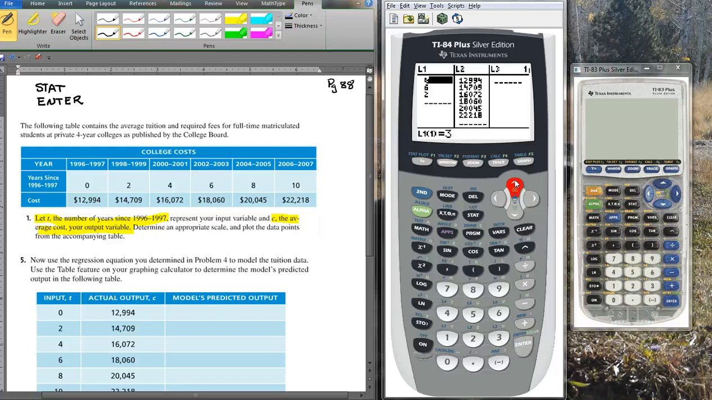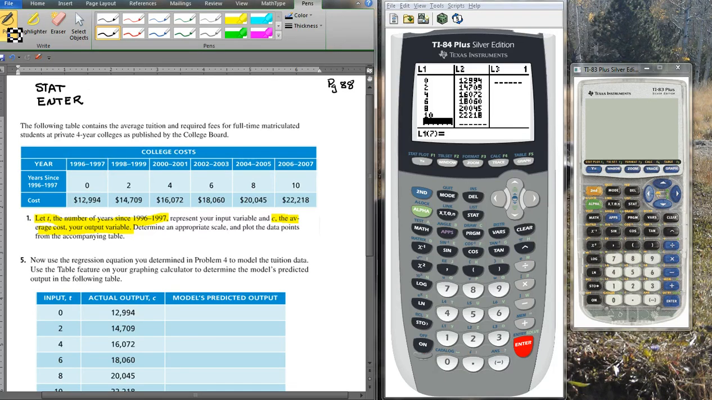So you up arrow to highlight the column you want to clear out. So in this case, L1. Make sure you hit clear, not delete. So hit clear and then enter. And now that whole column is clear, and you can enter the input values. So I'm going to go ahead and put those in. Okay, and remember, these are ordered pairs, so we have to have the same amount of things in the input as we do in the output.